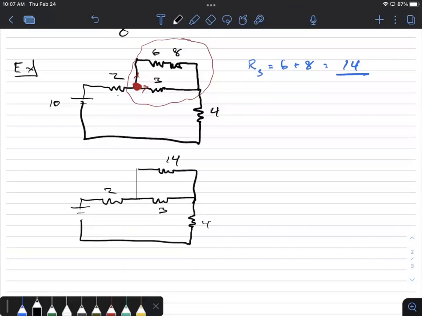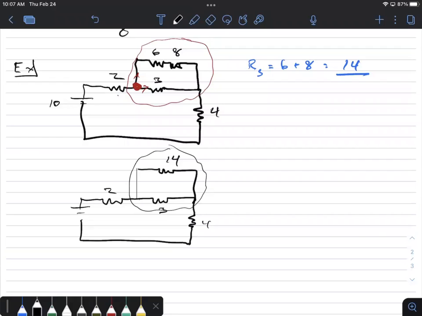All right. Now what? Well, what can I do here? Again, the 2 is in series with this thing, but the thing is not yet simplified all the way down. So I look at the thing again, and what do I see? I see in this set, the 3 and the 14 are in parallel with each other.